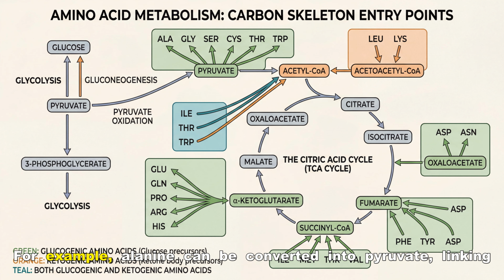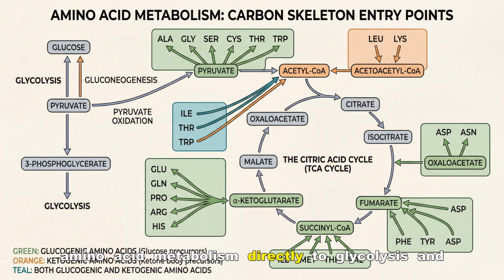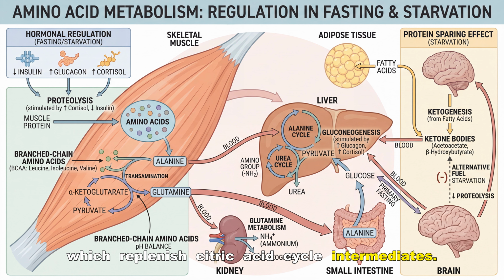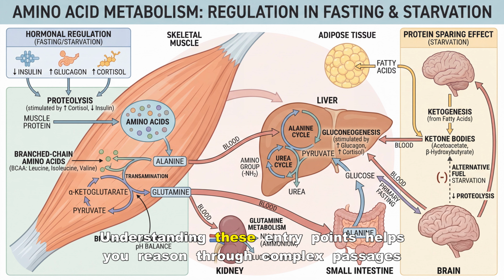For example, alanine can be converted into pyruvate, linking amino acid metabolism directly to glycolysis and gluconeogenesis. On the MCAT, this often shows up in questions about metabolic integration, where you must track how molecules move between pathways. It also ties into the concept of anaplerotic reactions, which replenish citric acid cycle intermediates.